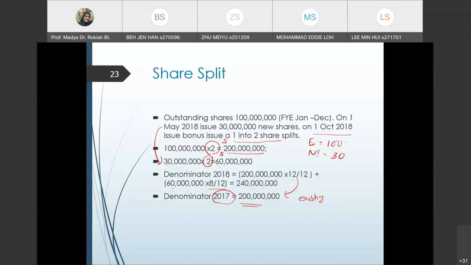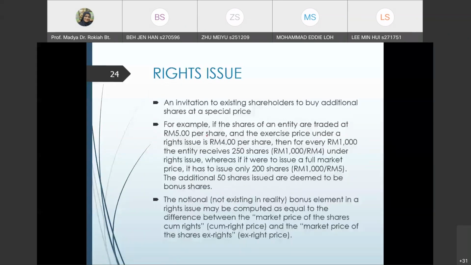Now going to look at the rights issue. So another thing that we have here. The rights issue is an invitation to the existing shareholders. They invite the existing shareholders to buy additional shares at a special price. For example, if the shares of an entity are traded at 5 ringgit per share, this is the market value of the shares, and the exercise price under the rights issue is only 4 ringgit. So the exercise price here will be lower than the market value. So they only offer to the existing shareholders.